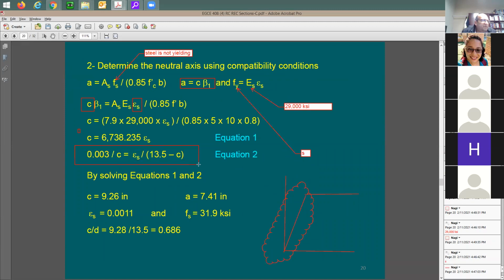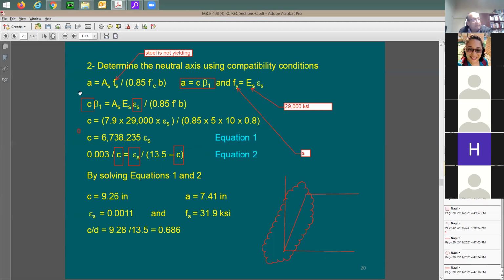It's going to be the second equation, right? So this is going to be the first equation between epsilon S and C. The second equation is again between C and the strain in the steel. Now I have two equations, two unknowns. I should be able to solve them. But let's do it here numerically.